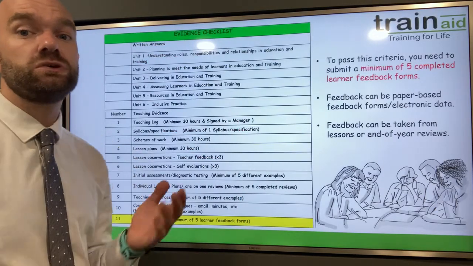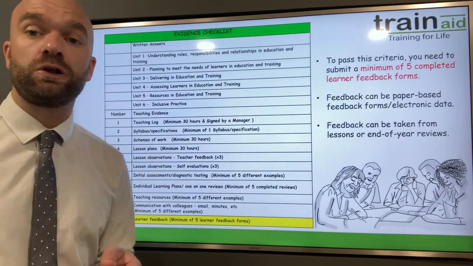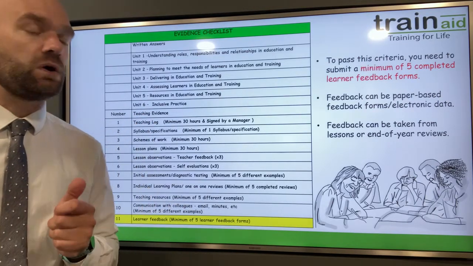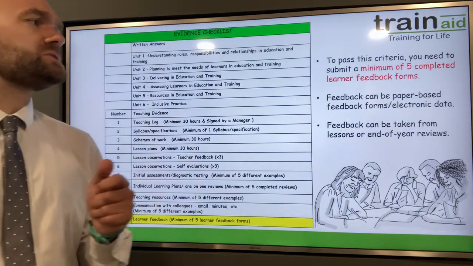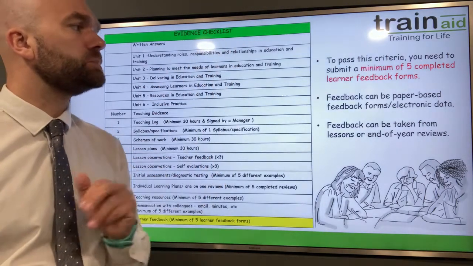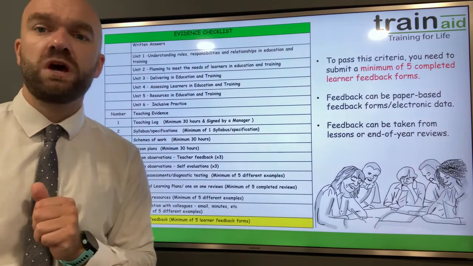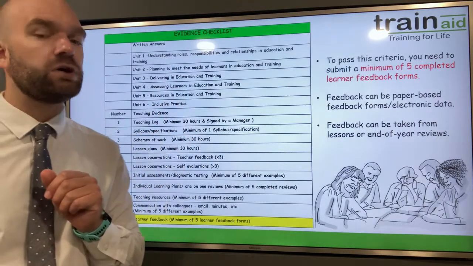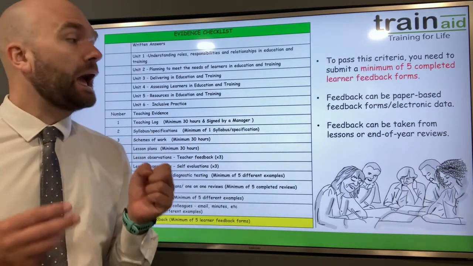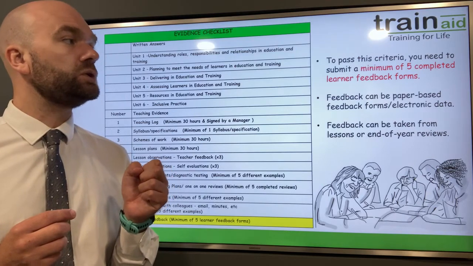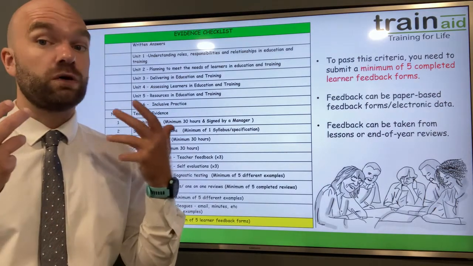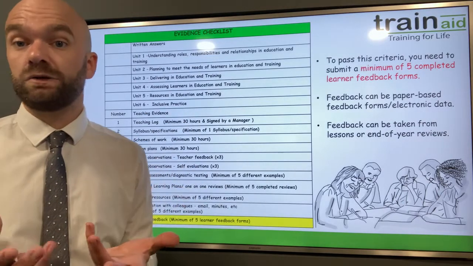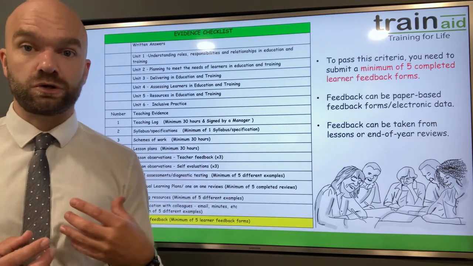So in regards to criteria 11, this is learner feedback. We are going to be understanding what is required to pass this criteria. We would like you to submit a minimum of 5 completed learner feedback forms. So we'd like you to gain feedback from a minimum of 5 learners within your lesson. We are looking for you to show us that you can issue feedback forms or request some feedback about your lessons from your learners.